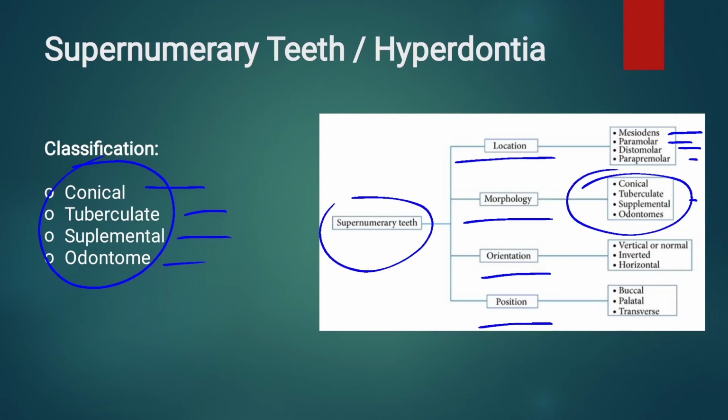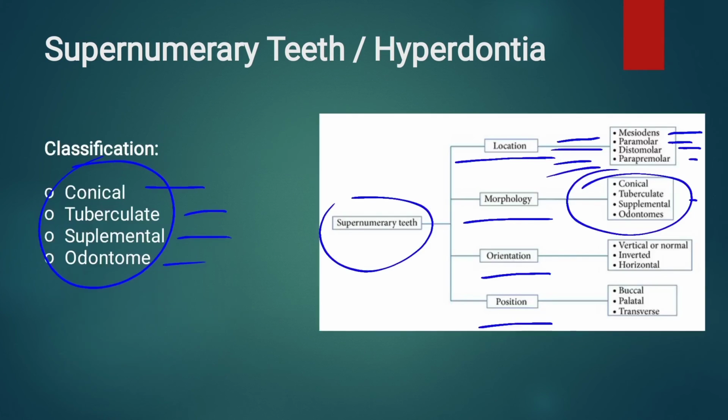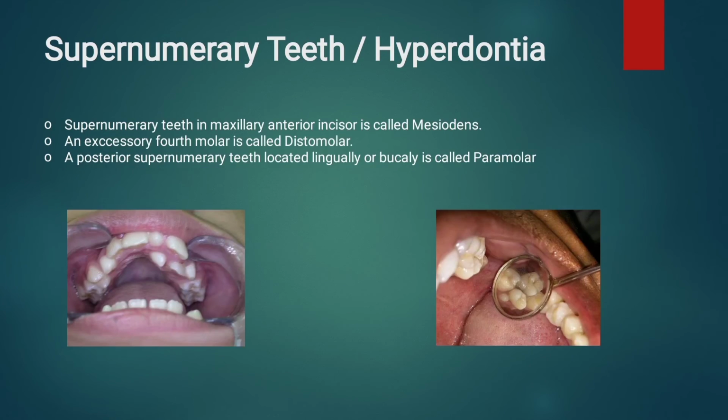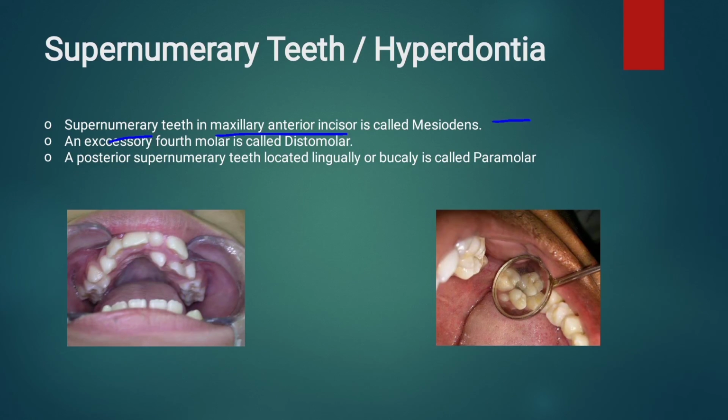Classification on the basis of location: we studied the mesiodens, paramolar, distomolar, and parapremolar. Let's discuss them individually. The mesiodens is actually located in the maxillary anterior incisor region. This is one incisor, this is another, and there is a small cone-shaped structure, the mesiodens. An accessory fourth molar is called a distomolar. Remember, distomolar is an accessory fourth molar, and paramolar is a posterior supernumerary tooth located lingually or buccally.